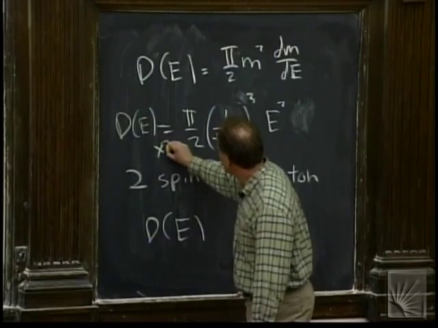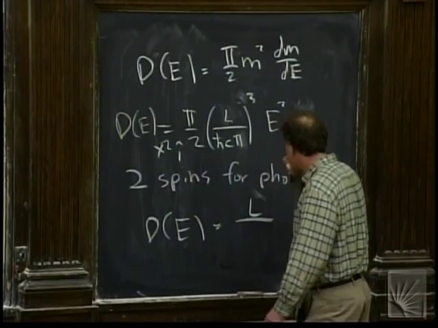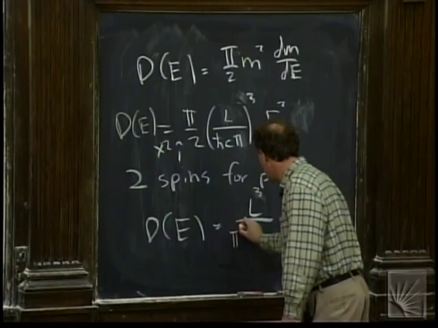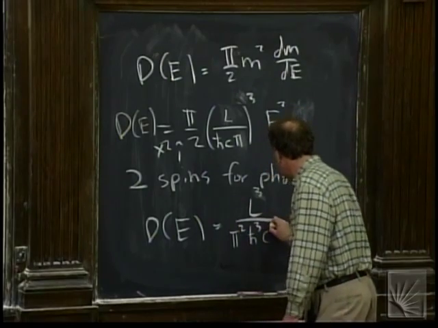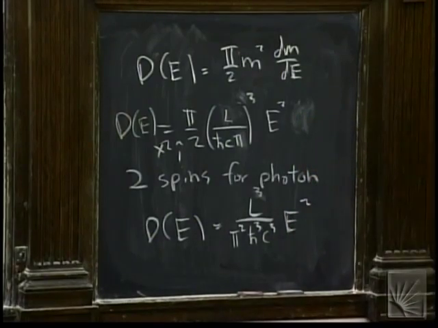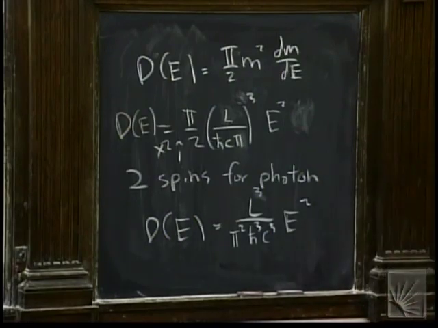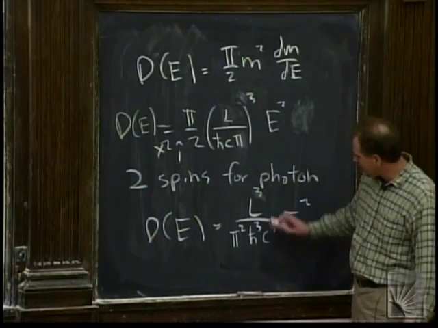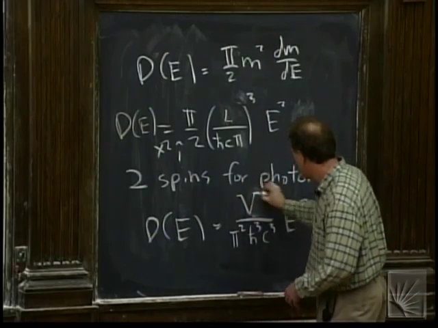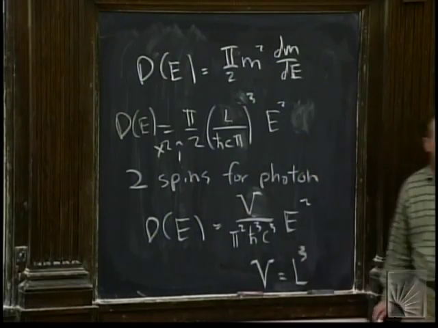So finally, I just need to multiply this by 2. And so it's L cubed, the 2's gone, pi squared, h bar cubed, c cubed, E squared. And also, what is L cubed? As I mentioned last time, I introduced this box, which seemed kind of arbitrary, and it's got a length L. Now, I said L was the same in all 3 dimensions. So L cubed is a volume. Okay?